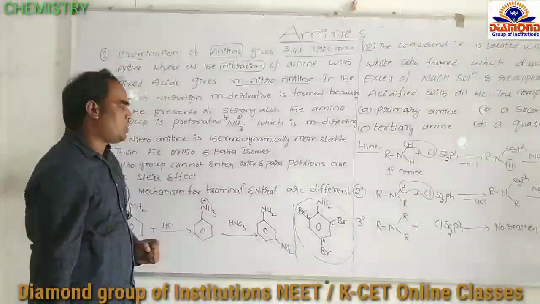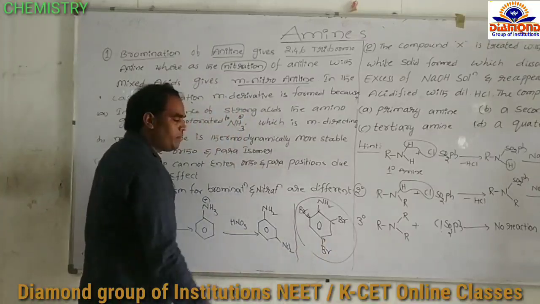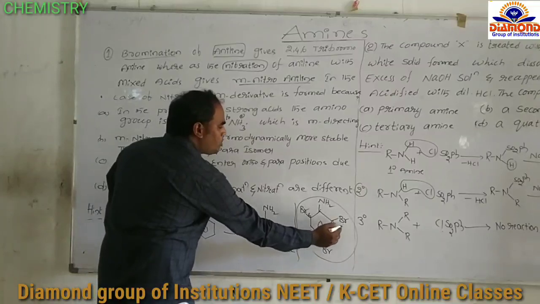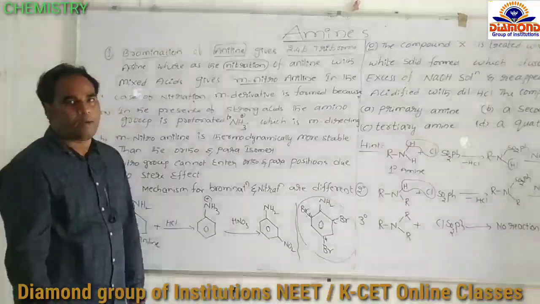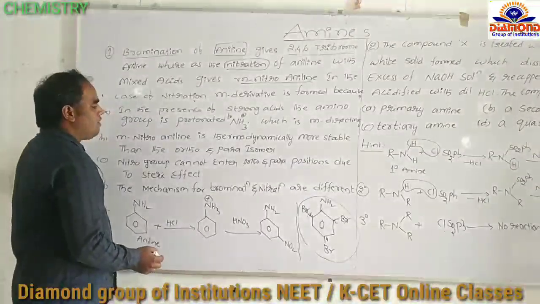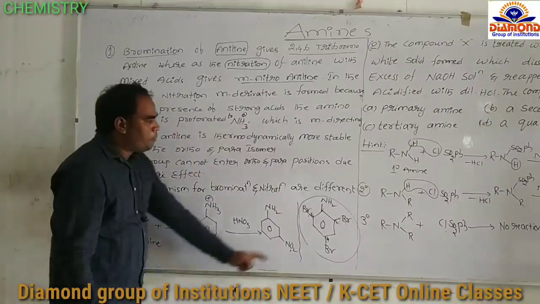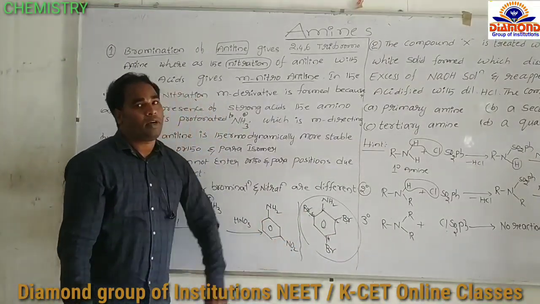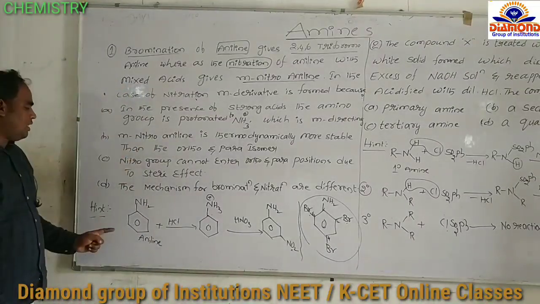First try to understand the question. If aniline undergoes bromination, we get 2,4,6-tribromoaniline, which means the bromine groups are substituted at the ortho and para positions. But the question is: in the presence of strong acid, in the nitration reaction, why do we get the meta product? In bromination we get ortho and para products, but in nitration we get the meta product. That is the question. See students, for this question, this is the hint.